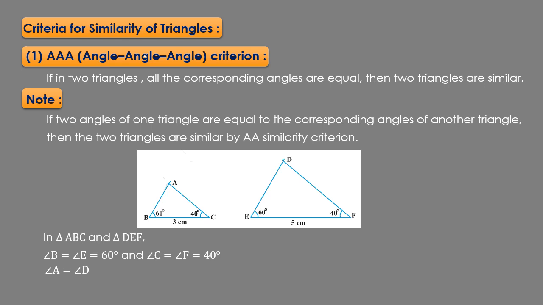So we can say that it is sufficient for us to show any two corresponding angles of the given two triangles equal to show that they are similar. So here we can say that triangle ABC is similar to triangle DEF by angle similarity criteria. Okay. Now let us see the second criteria of the similarity, that is side similarity criteria.